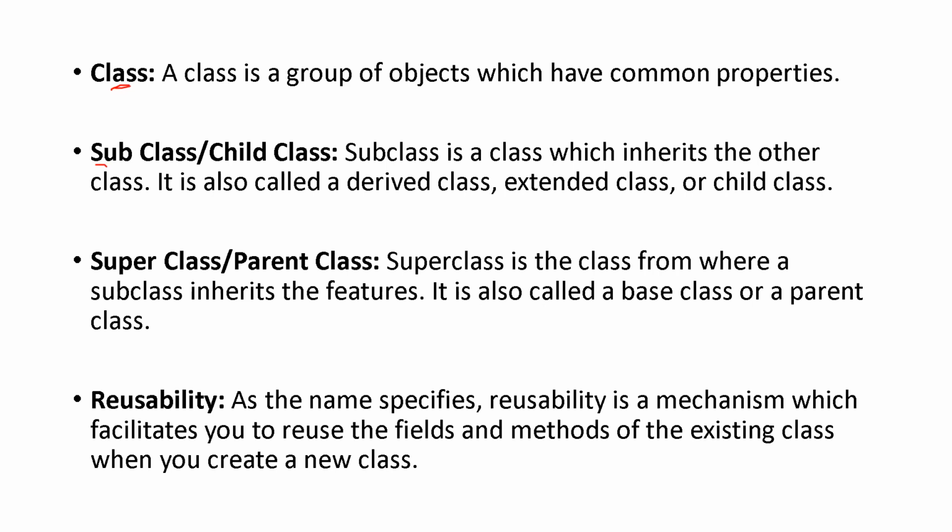We know what a class is. It is a group of objects which have common properties. What is a superclass? That is a base class or the parent class. From the class, a child class is derived. The child class is known as a subclass and the parent class is known as a superclass. And again, reusability is described here. That means the behavior of the superclass will be inherited in the subclass. That is inheritance. So these are the terms: subclass, superclass.